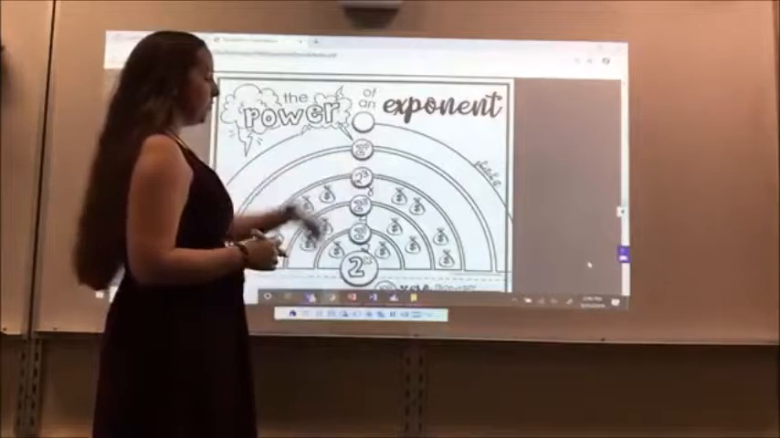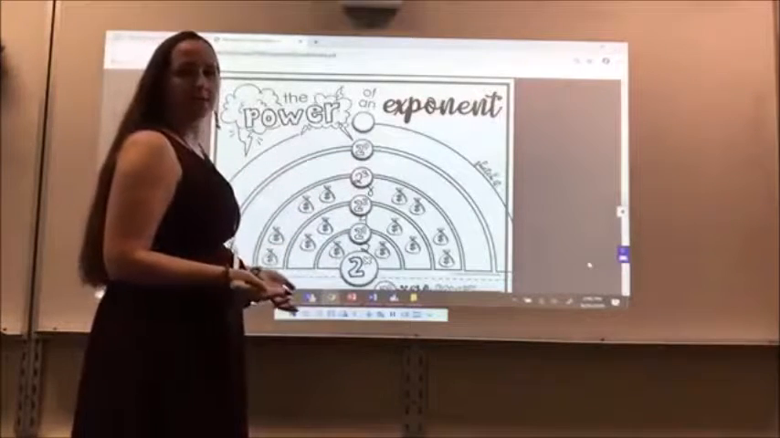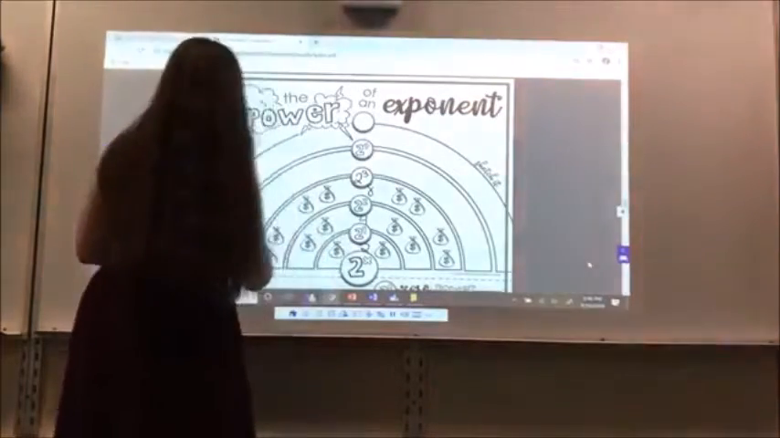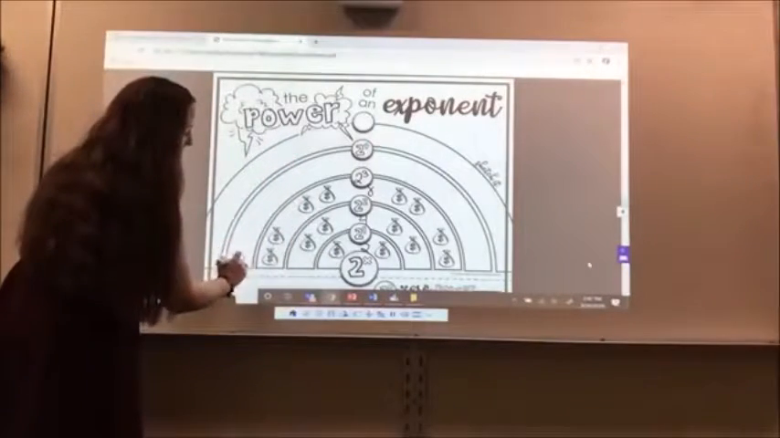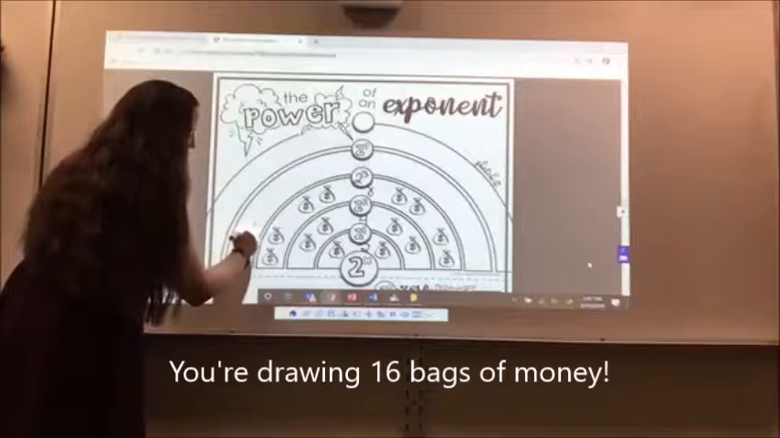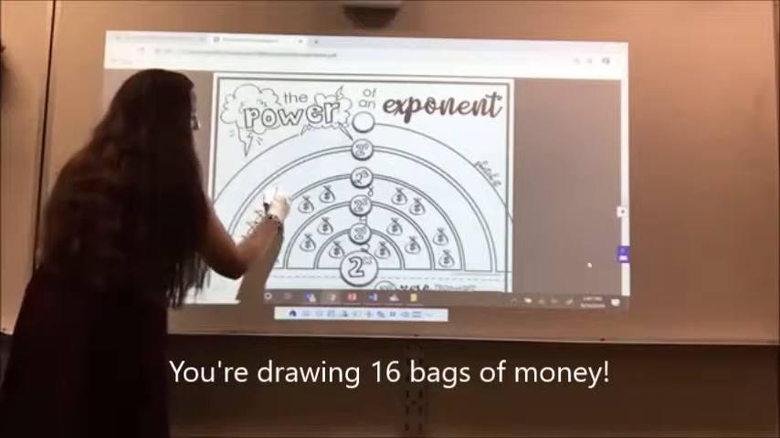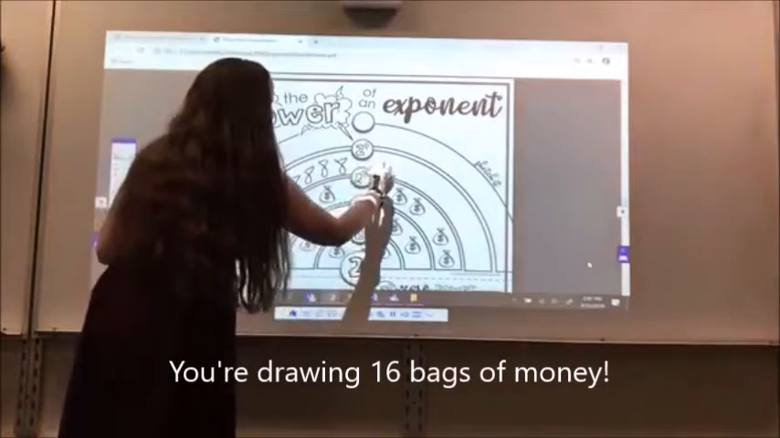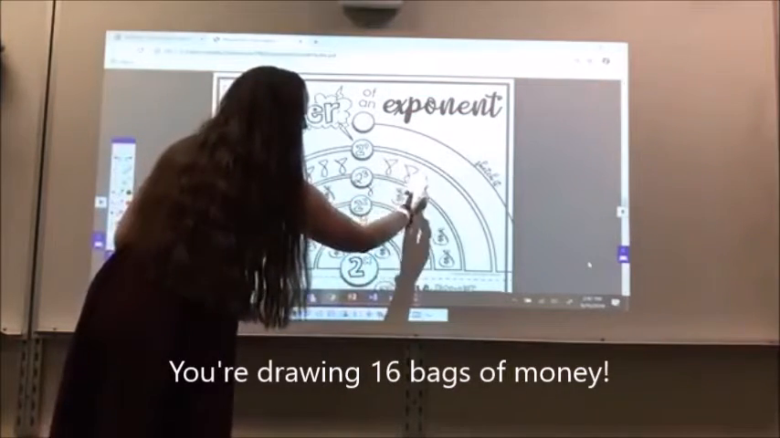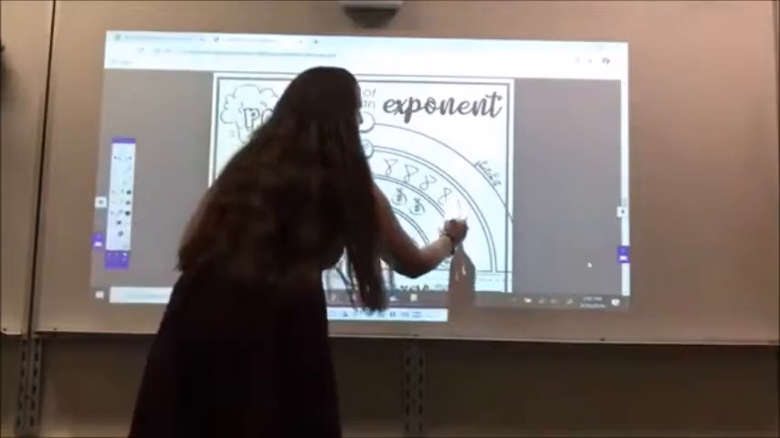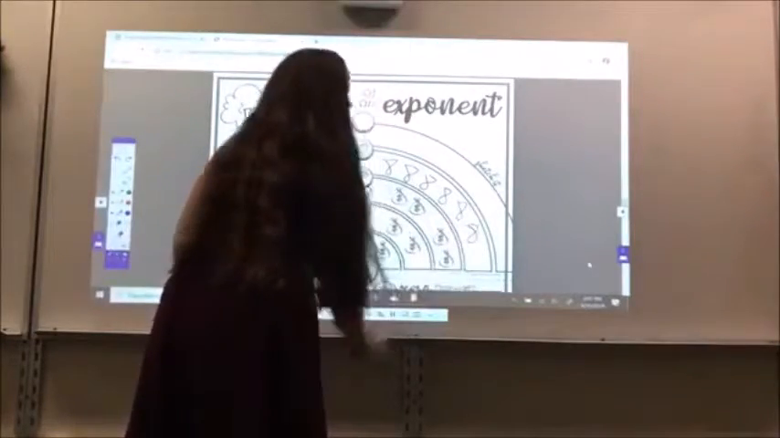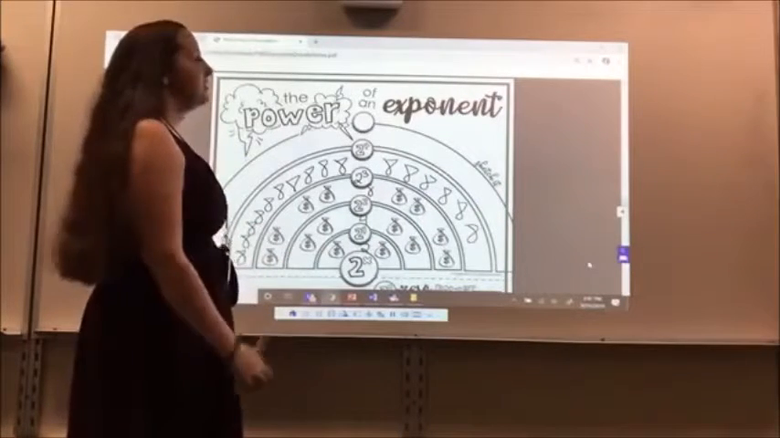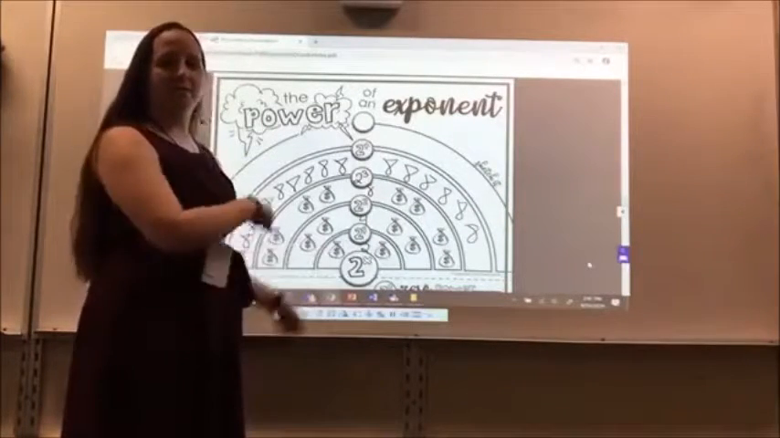Now 2 to the fourth power is going to have how many bags? 16. So you're going to draw 16 bags of money. 1, 2, 3, 4, 5, 6, 7, 8, 9, 10, 11, 12, 13, 14, 15, 16. I know they kind of look like 8s, but you're going to have to pretend that they're bags of money. Again, went to school for math, not art.